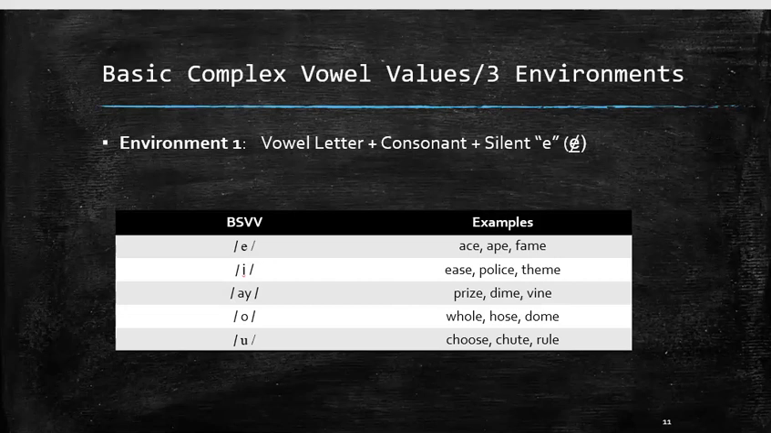So the first environment corresponds to a word in which the vowel appears immediately before a consonant followed by a silent E. Ace, ease, prize, oh. So notice each of these vowel phonemes occurs immediately before a single consonant, and that single consonant is going to be followed by a silent E.